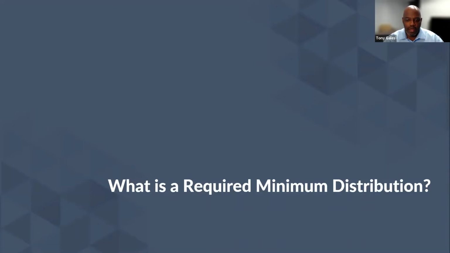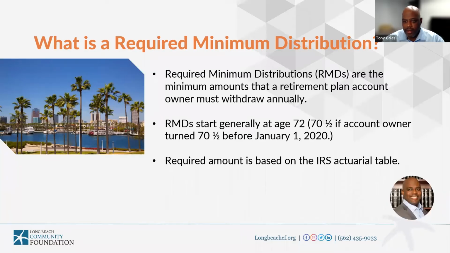Let's go into just a brief definition of the required minimum distribution and why they exist and how they're calculated. So required minimum distributions are the minimum amounts that a retirement plan account owner must withdraw annually. Now, that annual withdrawal currently begins at the age of 72. Prior to January 2020, the age was 70 and a half. Now, the amount that is withdrawn is based on an actuarial table issued by the IRS.